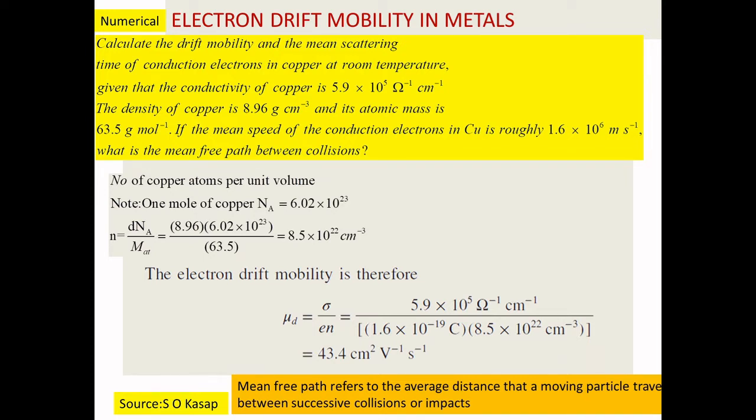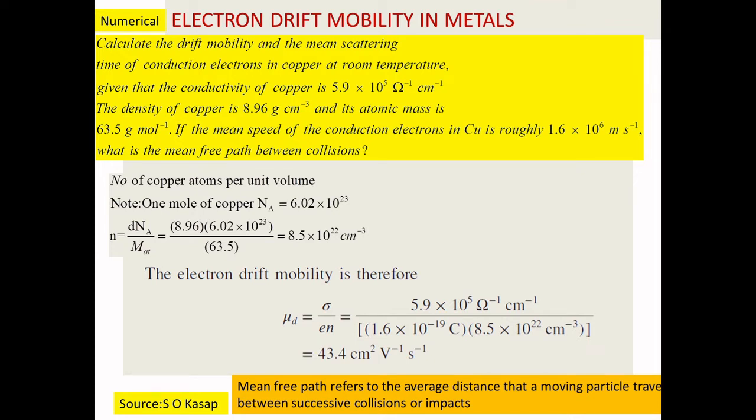So here the question is the mean free path, and the formula is L. I want to find L, and to find L I need to know u and tau. u will be given in the problem, and tau is the value you want to find here. So we will solve the problem now.